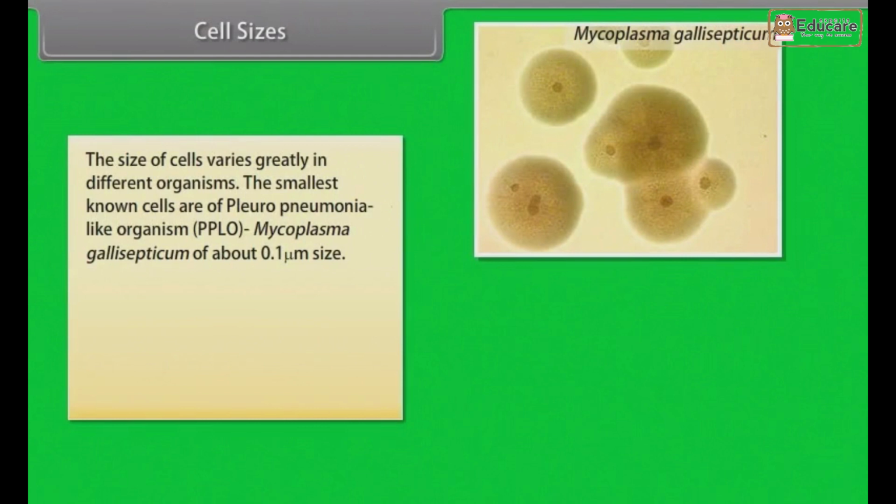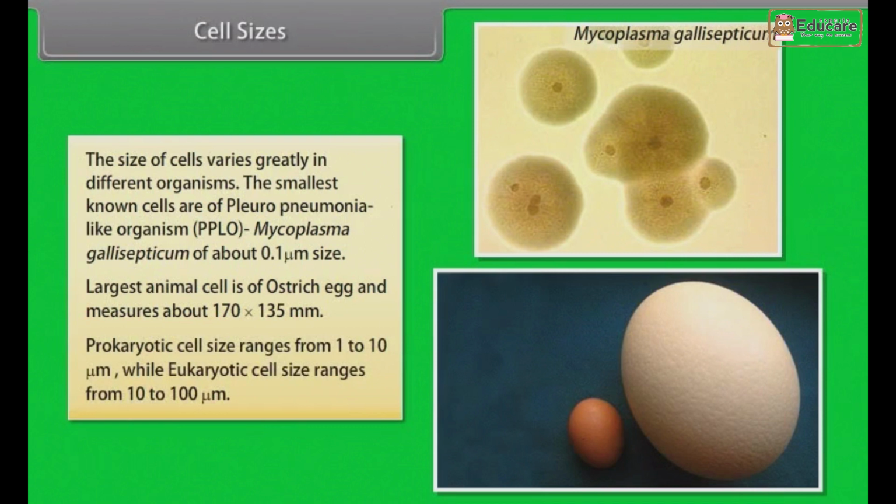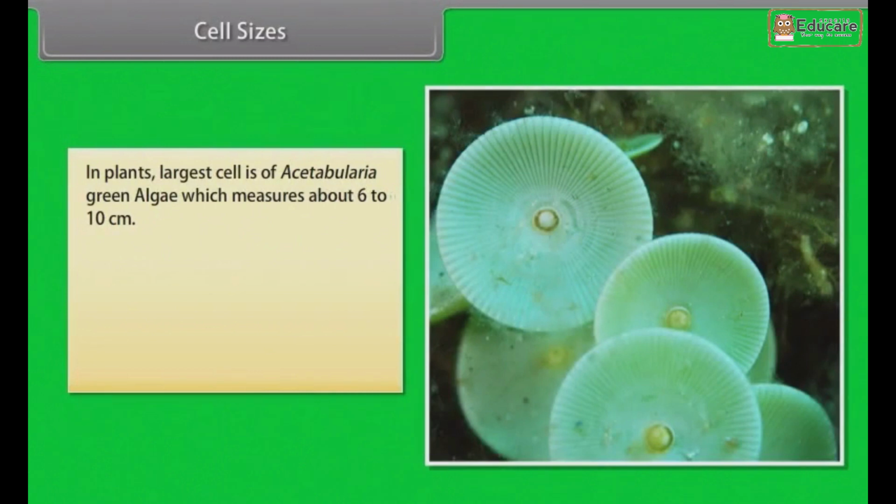The smallest known cells are of pleuropneumonia-like organism, that is PPLO, Mycoplasma gallisepticum, of about 0.1 micrometer size. Largest animal cell is of ostrich egg and measures about 170 by 135 millimeter. Prokaryotic cell size ranges from 1 to 10 micrometer, while eukaryotic cell size ranges from 10 to 100 micrometer. In plants, largest cell is of Acetabularia, green algae, which measures about 6 to 10 centimeter.